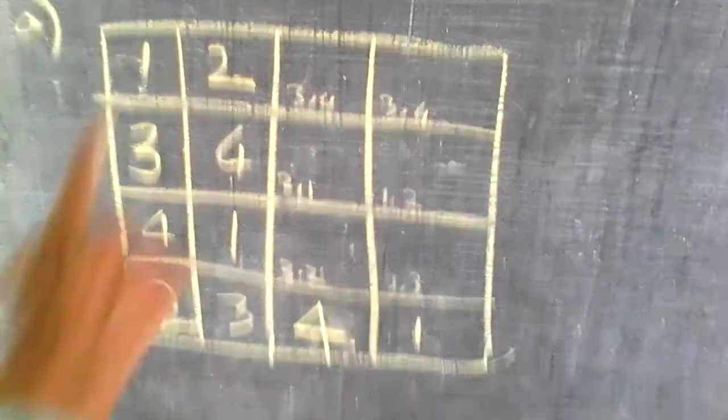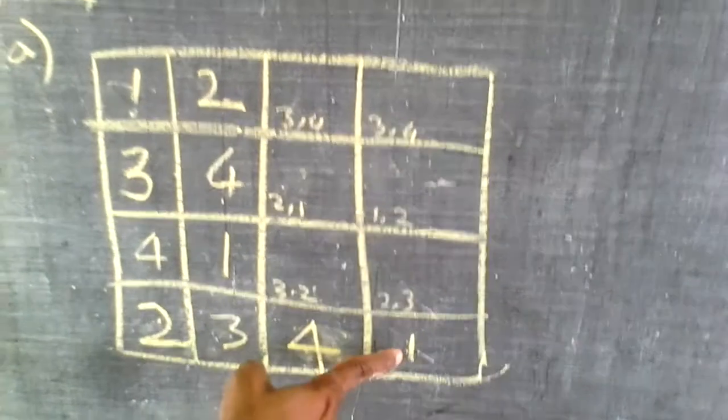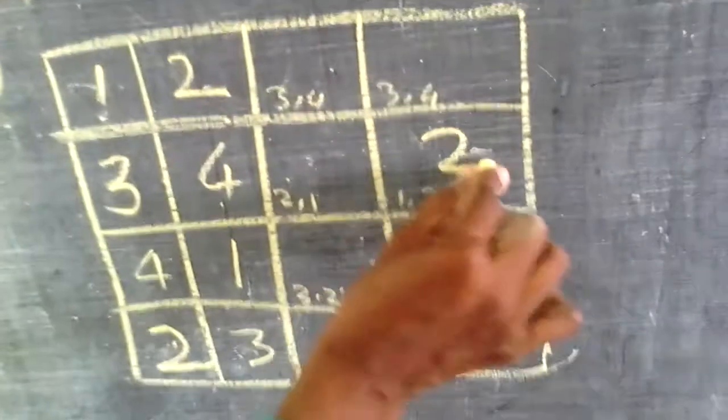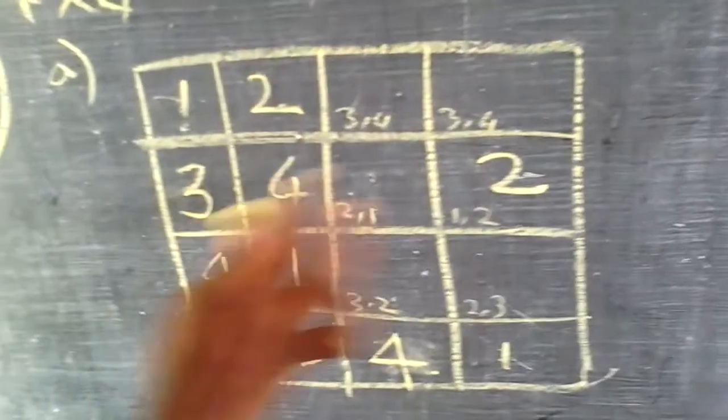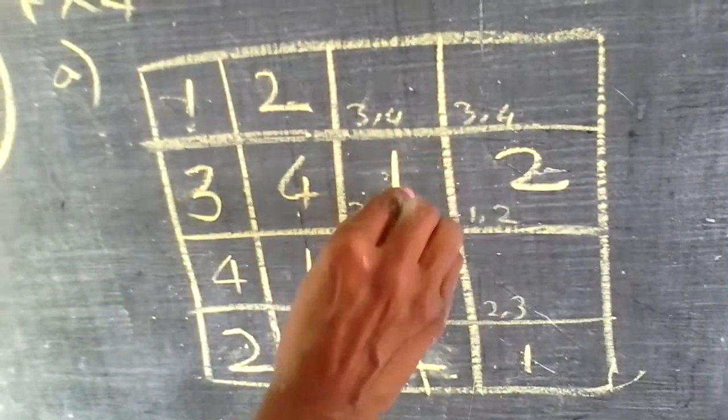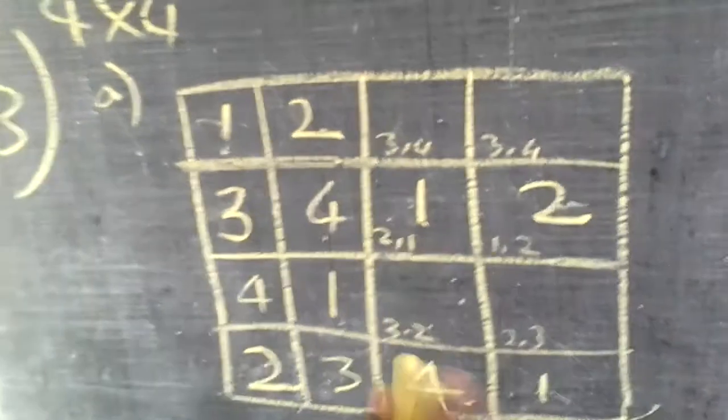Fine. So here what is the thing we found? Here 1 is there. So definitely 1 should not come here. So it has to be 2 at this place. 3, 4, 2 we got it. So missing number is only 1. Fine kids? We have done it.